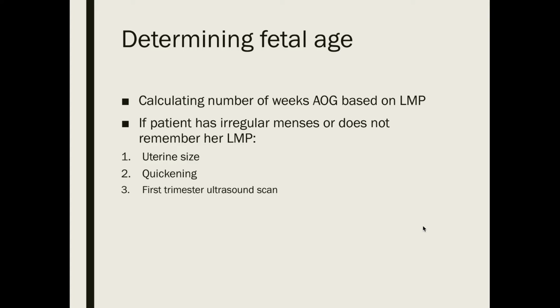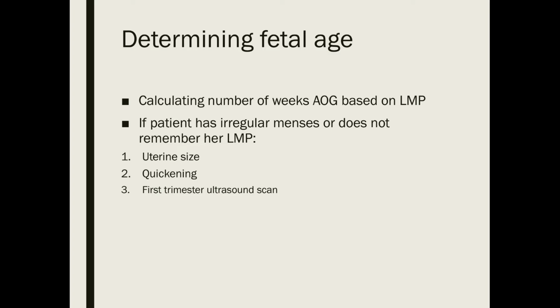Okay, next I will teach you how to determine fetal age. Usually we do this by calculating the number of weeks of AOG based on the LMP, or the last menstrual period. When you say last menstrual period, this will be the first day of the last normal menses of the patient. Now, it will be very difficult to calculate the fetal age if the patient doesn't remember her LMP or doesn't know her LMP.